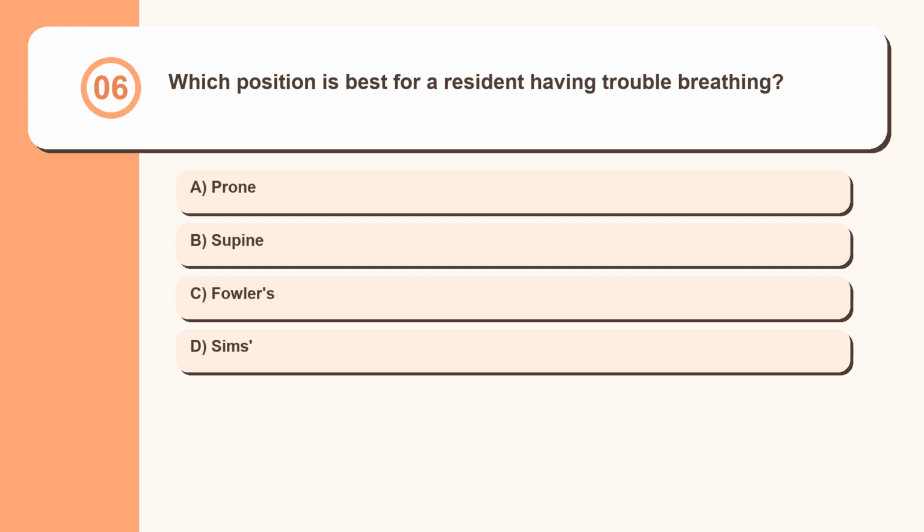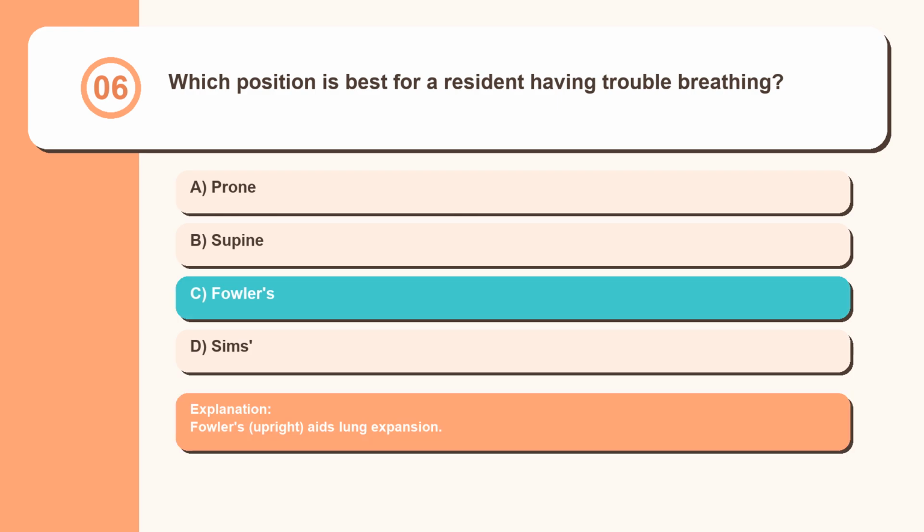Question 6. Which position is best for a resident having trouble breathing? Prone, supine, Fowler's, or Sims. Answer: Fowler's. Upright aids lung expansion.